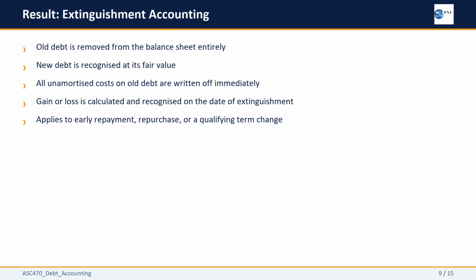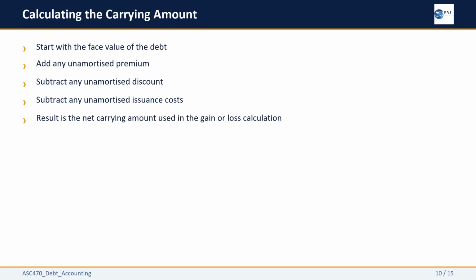All those deferred costs that modification would have let you spread out over years are now recognized in a single period. Before you can calculate the gain or loss on extinguishment, you need the carrying amount of the old debt. This is not the face value. It is the net book value after all the adjustments that have accumulated over the life of the debt.